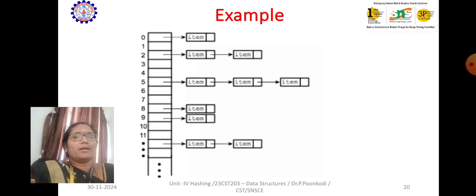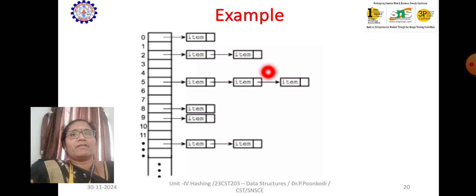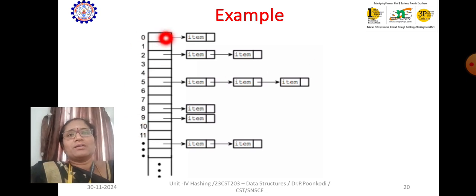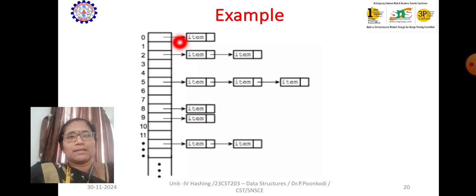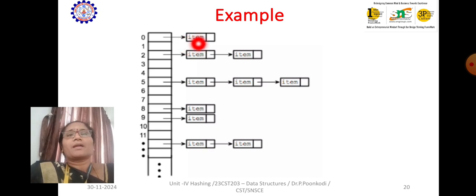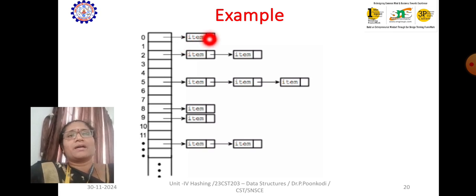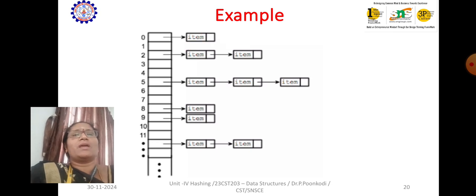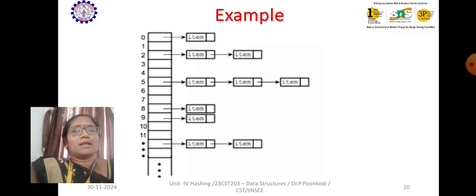This is the example diagram of the separate chaining concept. First we will have the index positions, which is the hash table. If any key value returns the index position 0, first it will establish the pointer and insert the items and create pointers. If there is no further node, it will be marked as null.